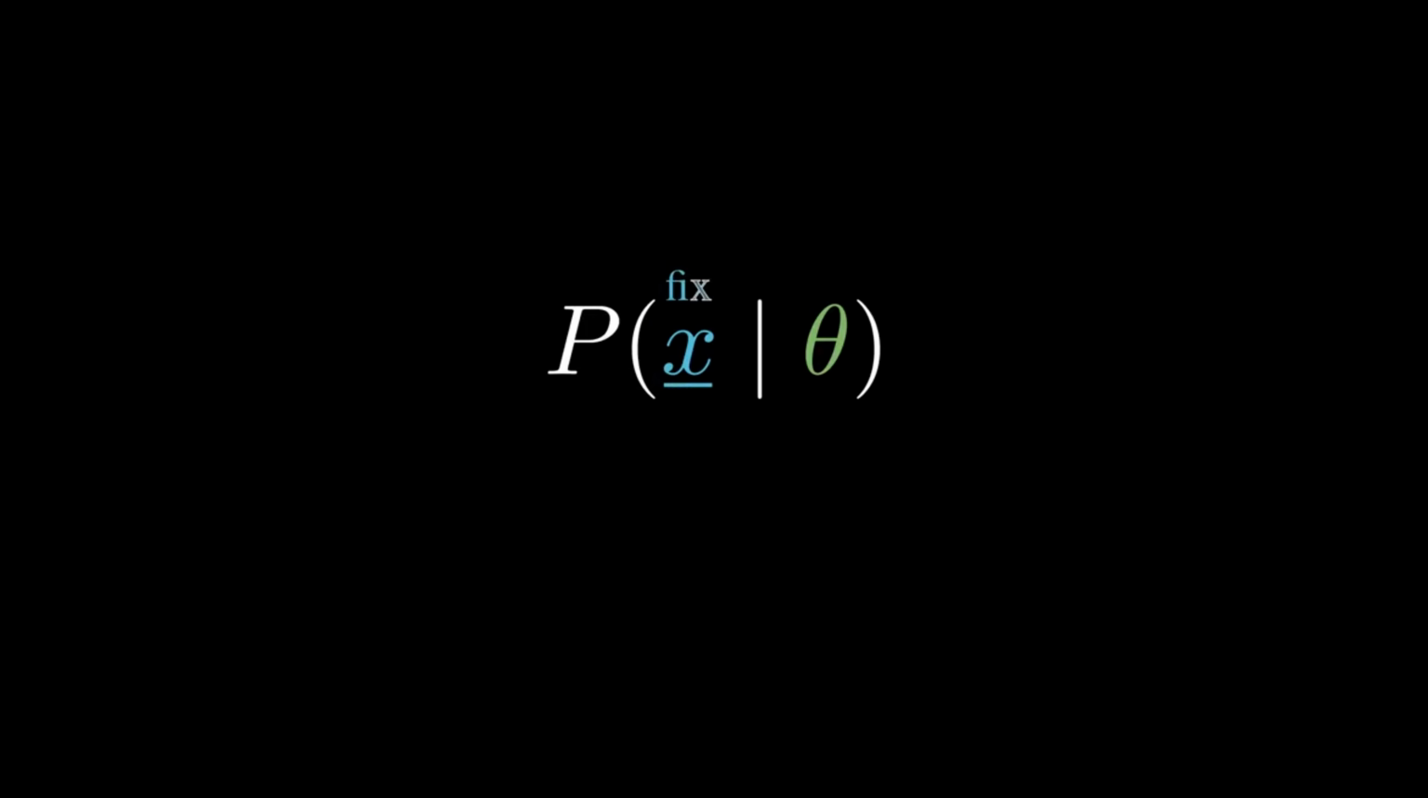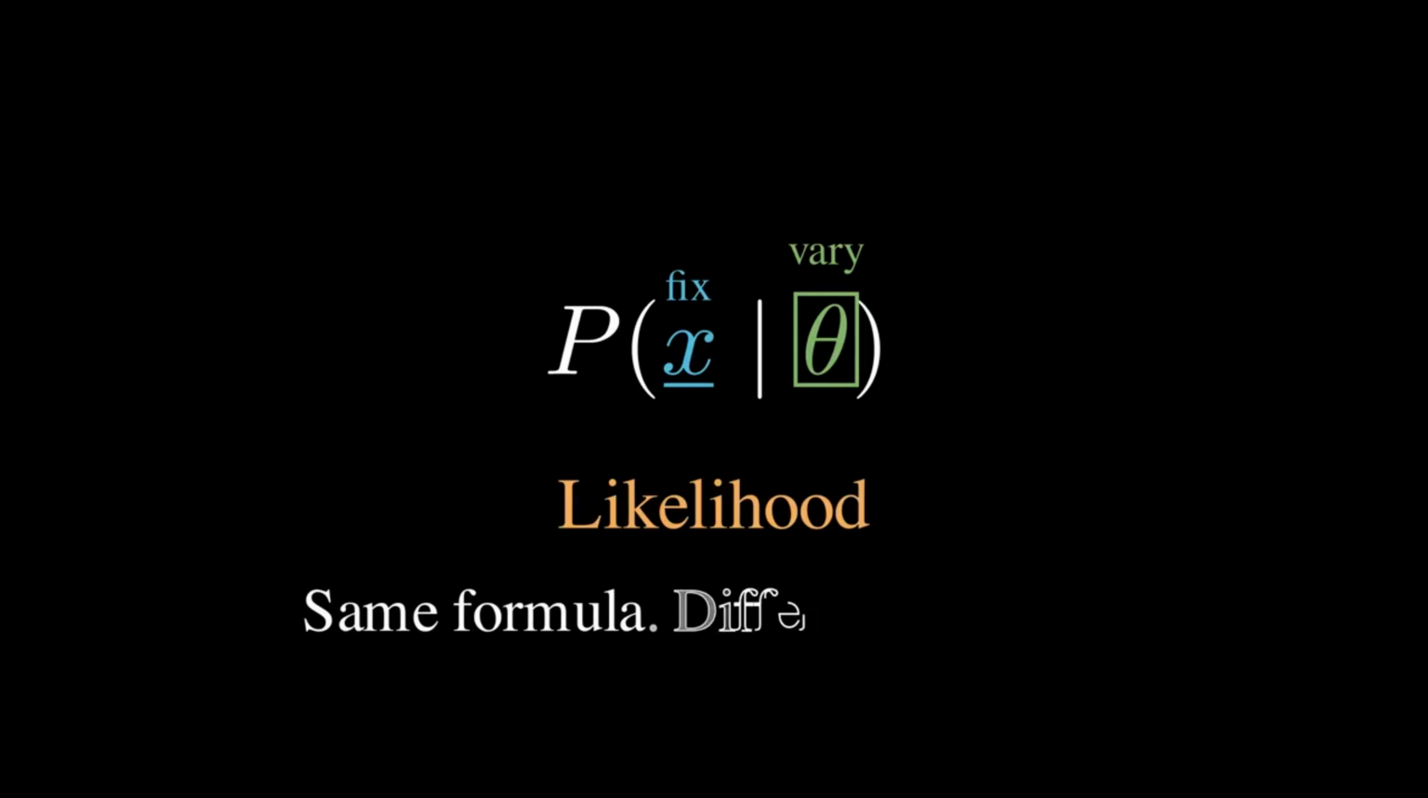But if you fix x and let theta vary, you're asking about likelihood. How plausible is this model, given the data we already observed? Same formula, completely different meaning.